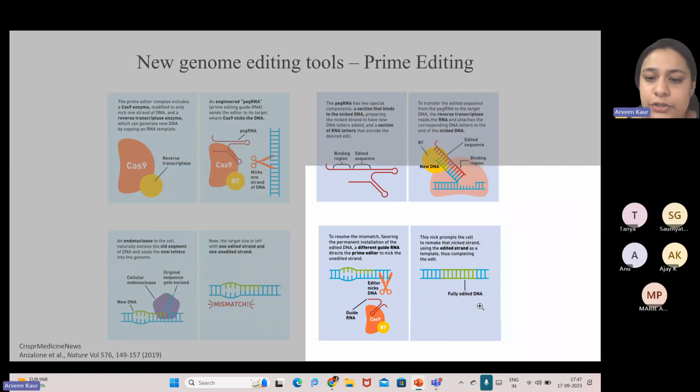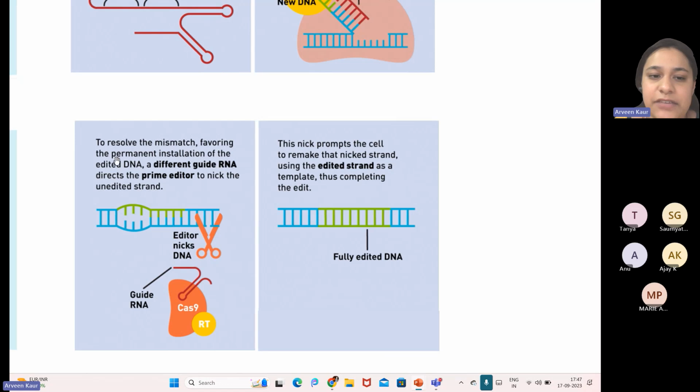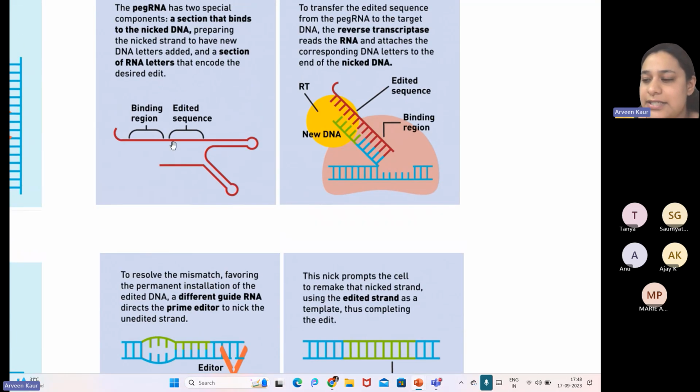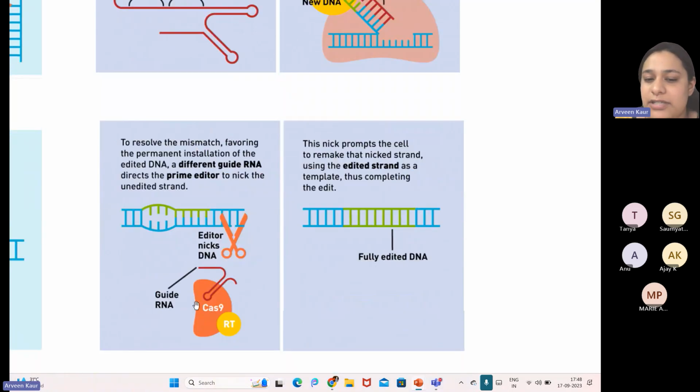So, to resolve this mismatch, favoring the permanent installation of the edited DNA, a different guide RNA directs the prime editor. Okay, so it is not just the repair mechanism. I misspoke there: there will be another guide RNA that will basically direct Cas9 to just cause another nick on the other strand, right? This will be caused by this other guide RNA, but it will not have another sequence. So over here, like we said, it had an edited sequence. That edited sequence will not be present over here.